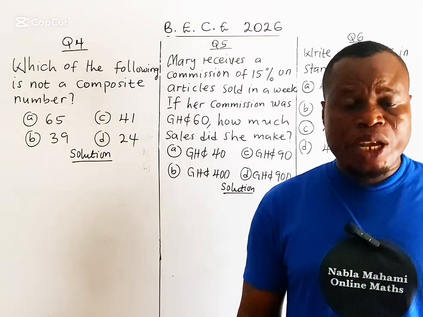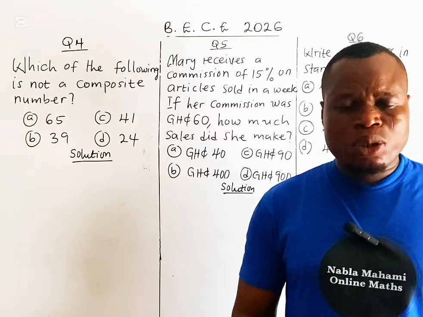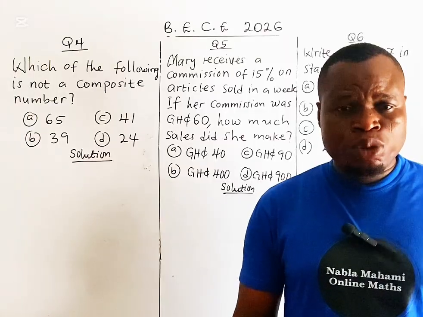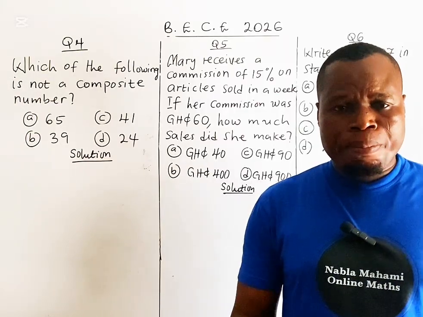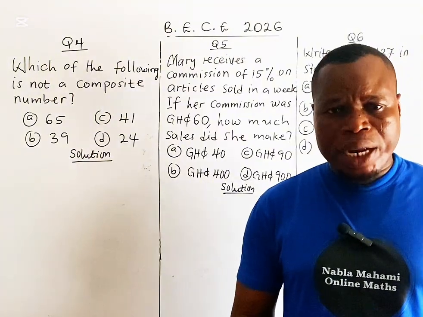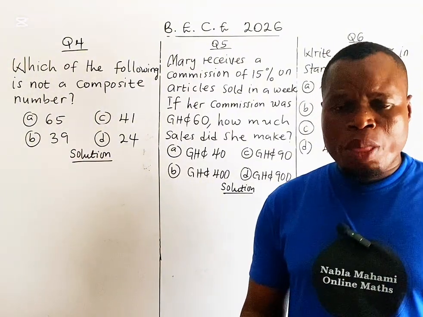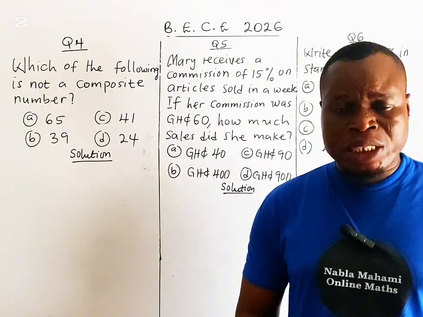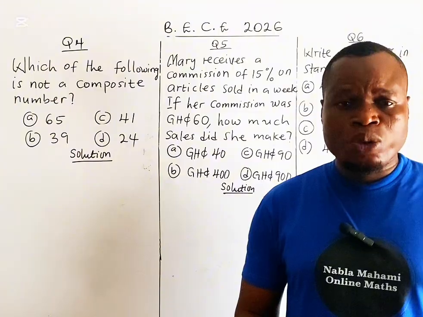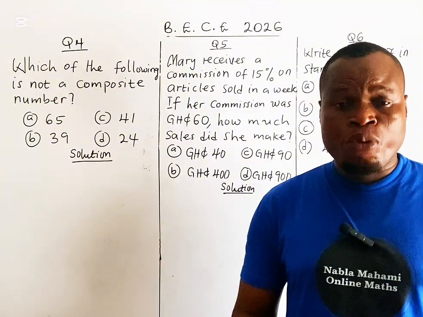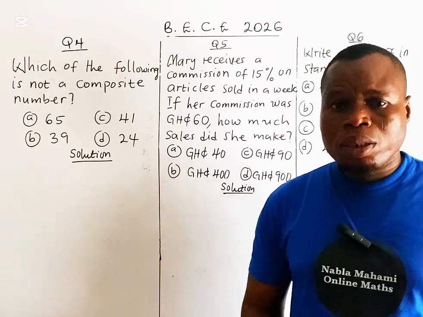Let's solve the questions on the board together. These questions are 2026 BECE Mathematics Paper 1. And we have question 4, question 5, and question 6 on the board to go through. Already we have solved question 1, question 2, and question 3. So let's look at question 4.